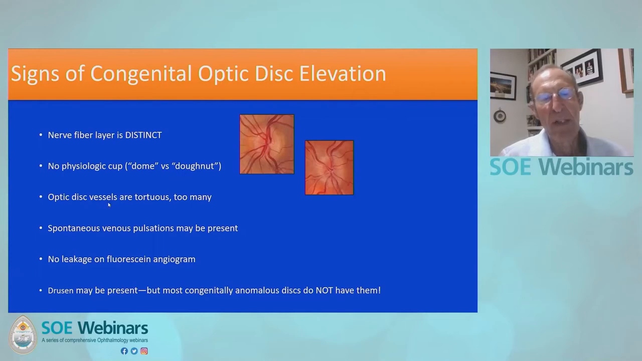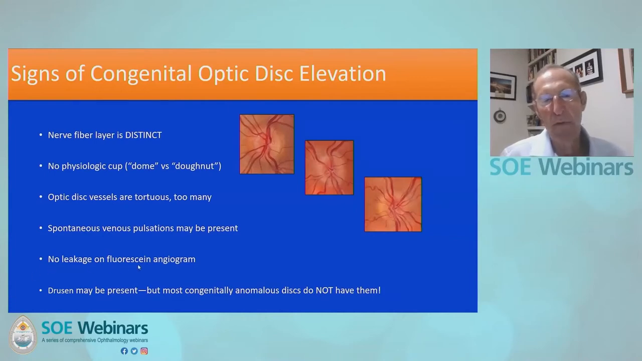The optic disc vessels in congenital optic disc elevation are often tortuous, and there are often too many of them. And you can see that shown here, where the optic disc vasculature looks like it's excessive. And that's because there are vascular anomalies that go along with the optic disc elevation. Spontaneous venous pulsations may be present, but are typically not present in either condition. If you do see spontaneous venous pulsations, you know that you are at least not dealing with increased intracranial pressure.